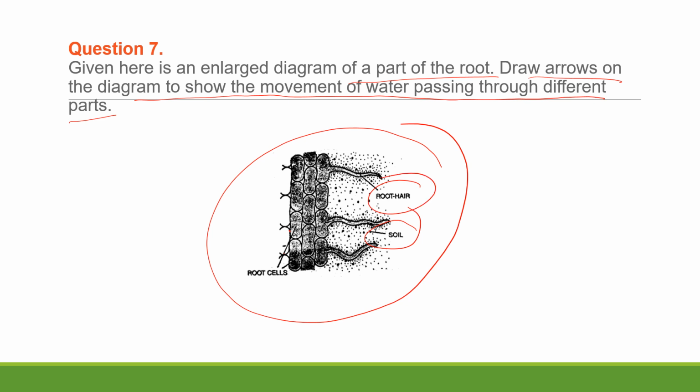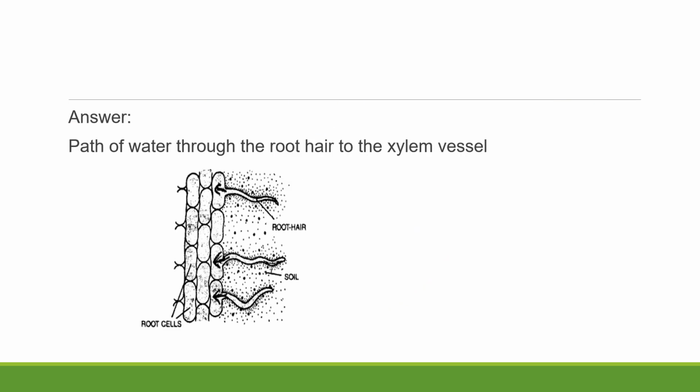So now we will see where to put the arrows. Like this you should put the arrows. So from the soil, the root hair is absorbing water like this. From the soil it's coming like this, and this is the path of water through the root hair to the xylem. It is a very simple answer. Just place the arrows from the soil towards the root.